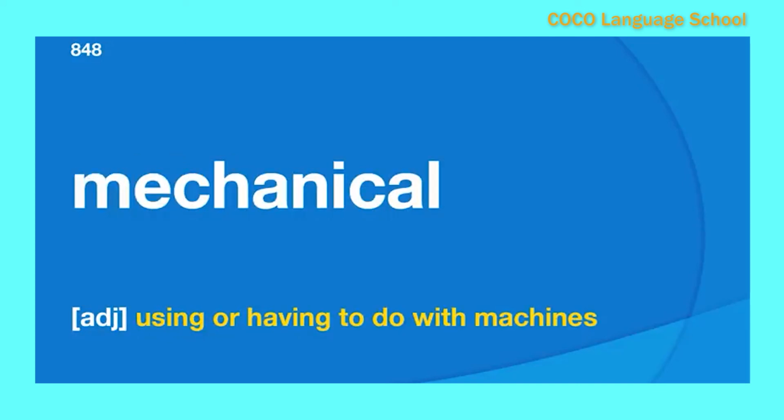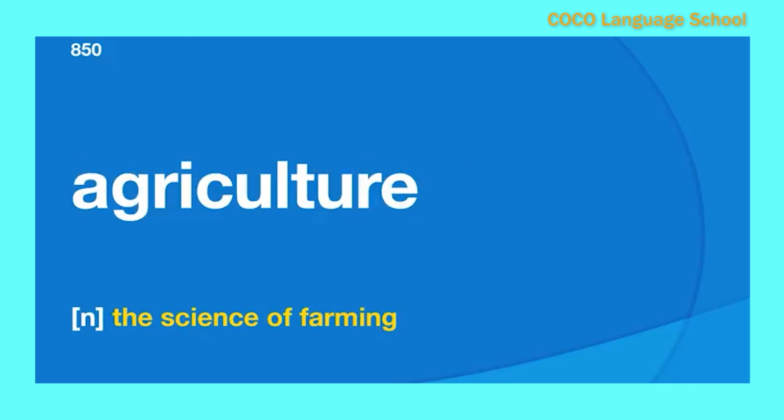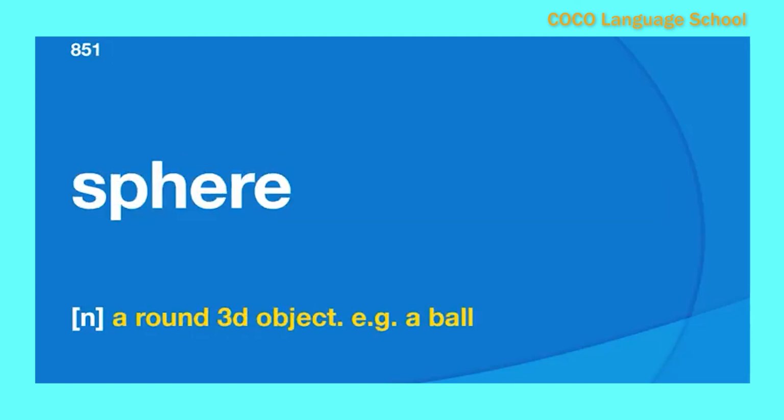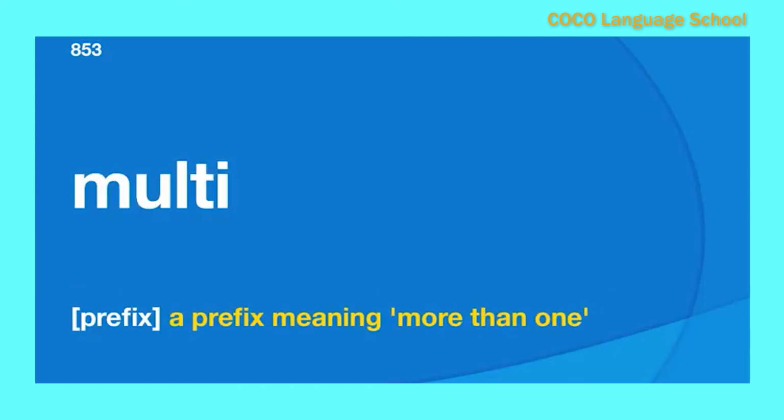Using or having to do with machines. Mechanical. Between. Intermediate. The science of farming. Agriculture. A round 3D object, for example, a ball. Sphere. An intersection or junction point in the network, a part on a plant where a new leaf grows. Node. A prefix meaning more than one. Multi.